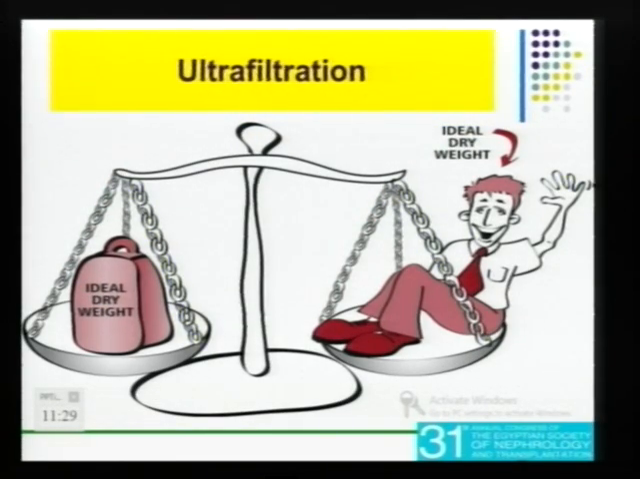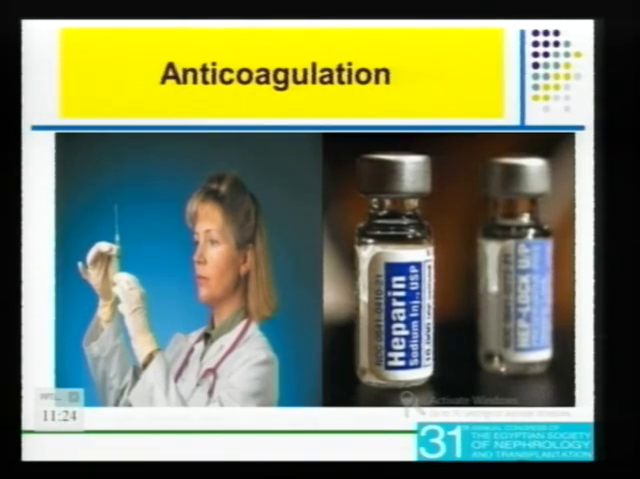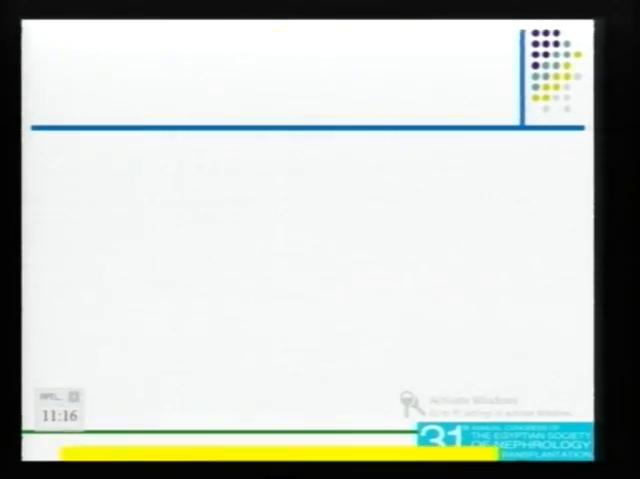The ultrafiltration was adjusted to reach the ideal dry weight of the patient. Concerning anticoagulation, we started with 2,500 international units of heparin as an initial bolus, followed by 1,000 international units per hour throughout the session.